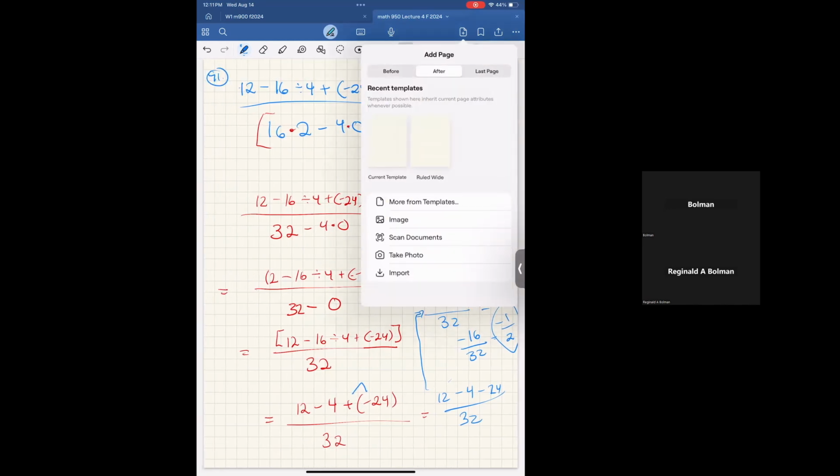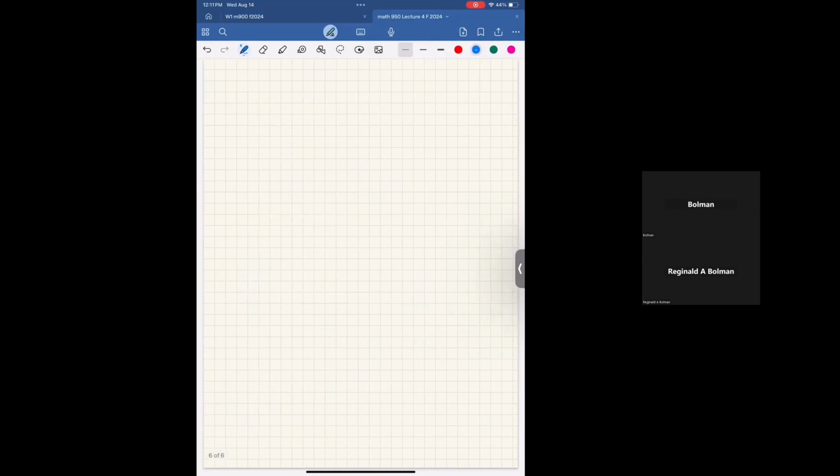Let's try another problem. This is going to be problem 94 in your textbook. All right. And let's just go ahead and we'll write out our PEMDAS somewhere to the side.